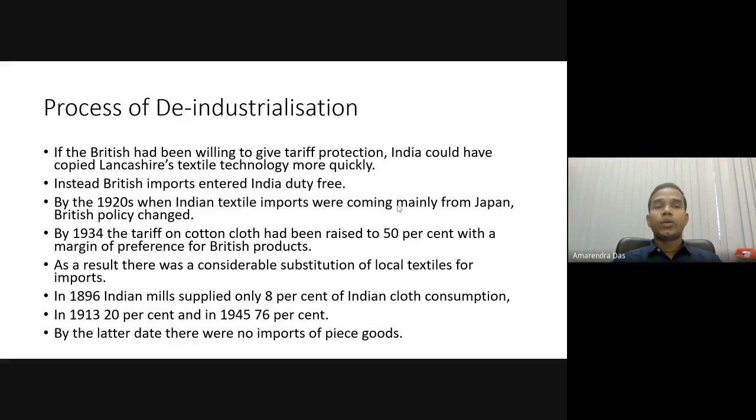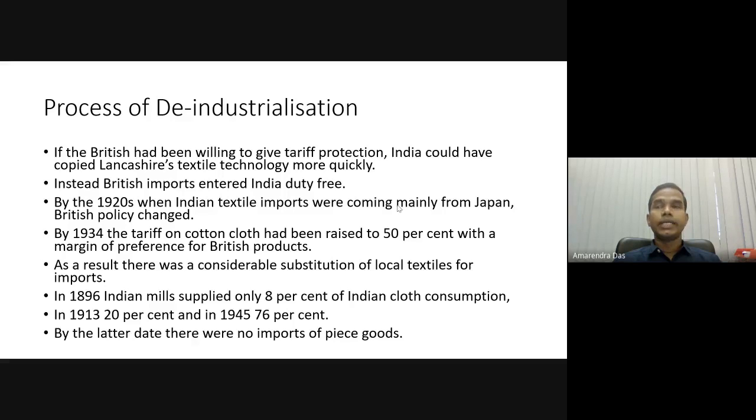By the 1920s, when Indian textile imports were coming mainly from Japan, British policy changed, and by 1934, the tariff on cotton cloth had been raised to 50% with a margin of preference for British products. So they gave preference to British products with a lower tariff or absolutely no tariff. That's how British products flooded the Indian market, and that's how Indian industries were badly affected. And as a result, there was a considerable substitution of local textiles by the imported products.